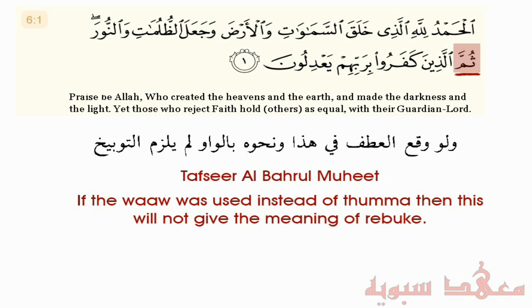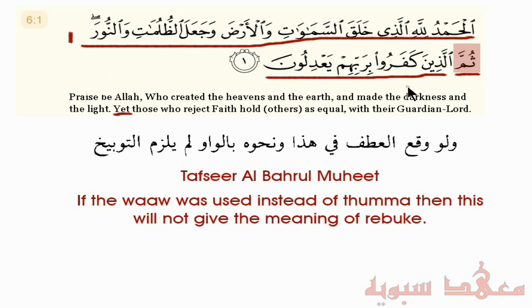So let's read the verse. It says, praise be to Allah who created the heavens and the earth and made darkness and light. And then yet. So the way Thumma is translated here is yet. Yet those who reject faith hold others as equal with their guardian Lord. الذين كفروا بربهم يعدلون. Now the waw, if waw had been used instead, it would actually join between the two nominal sentences, which are this here, that's number 1, and this over here, number 2. But what Thumma does is it gives the meaning of rebuke.